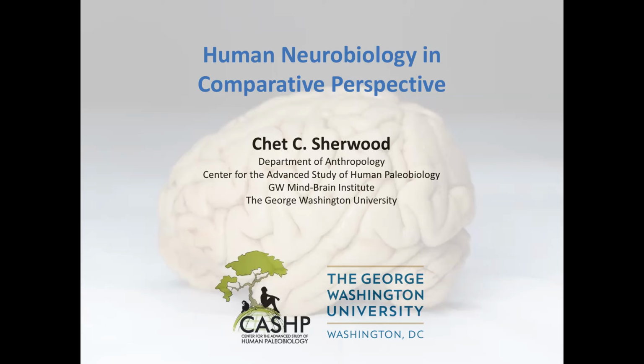So I'm here to talk about human neurobiology in comparative perspective. And in this brief talk, I'll be giving an overview of research findings from our lab for evolutionary neuroscience at the George Washington University, in collaboration with other laboratories, all towards the aim of trying to place human brain structure in a comparative evolutionary context.